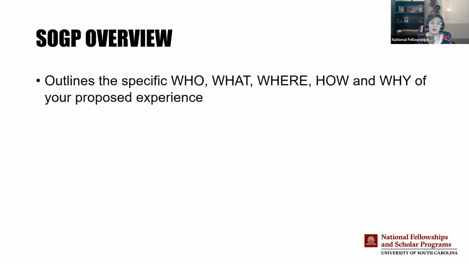So to the statement of grant purpose in particular, some things to remember is that it outlines the specific who, what, where, how, and why of your proposed experience. So it really is heavy on the what and the how, and a little bit lighter on the why. That's more of a personal statement thing, but you still do want to say, okay, this is going to help me accomplish X, Y, or Z goal, or is the next step on my way to wherever you're going.